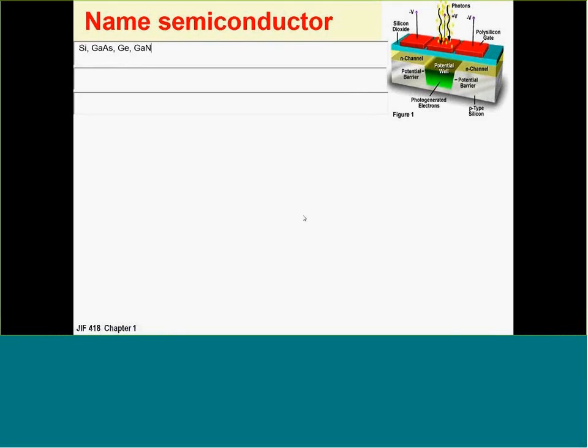To classify semiconductors, there are several ways. So what do you think? How should we classify these semiconductors? Any idea? All right, if you look here, silicon is not combined with any other element, whereas gallium arsenide is combined with arsenic, and gallium nitride is combined with another element, nitrogen.